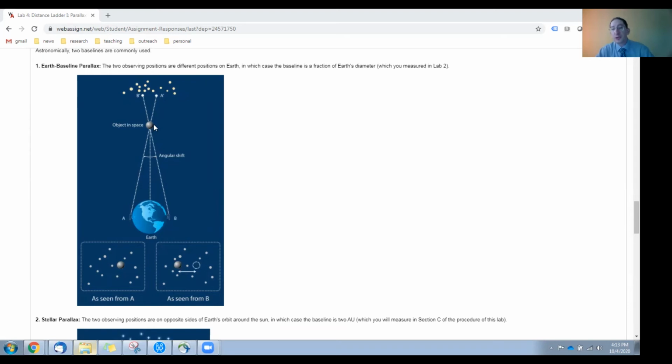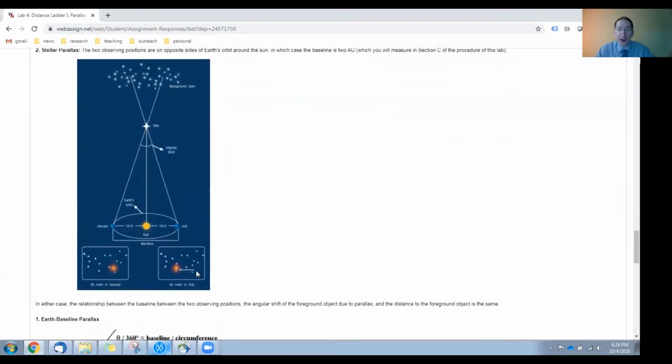Now, when doing Earth baseline parallax, it's very important that the two observers image simultaneously. Else, your measurement will be contaminated by the object's motion between the first and second observations and won't be a pure measurement of the parallactic shift.